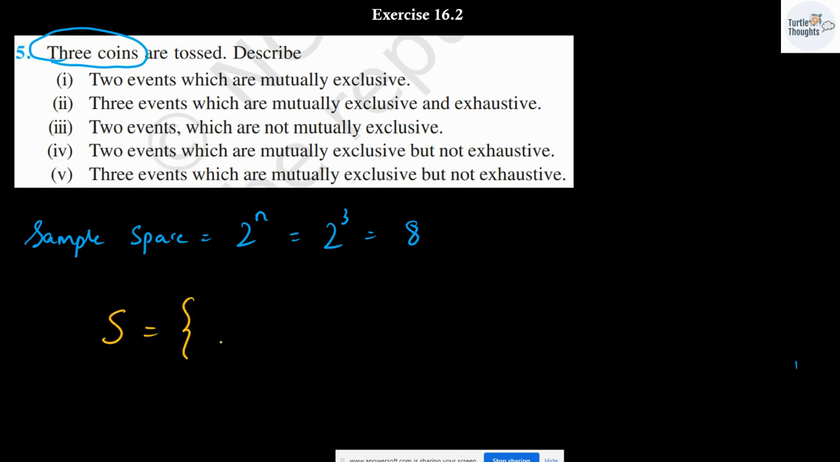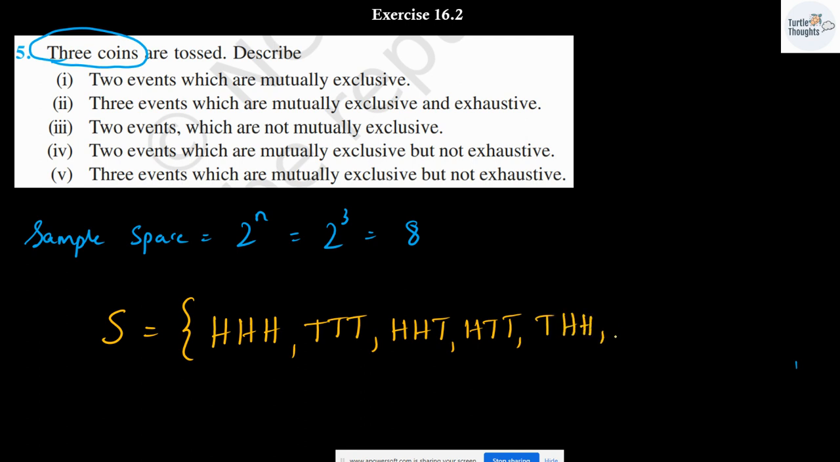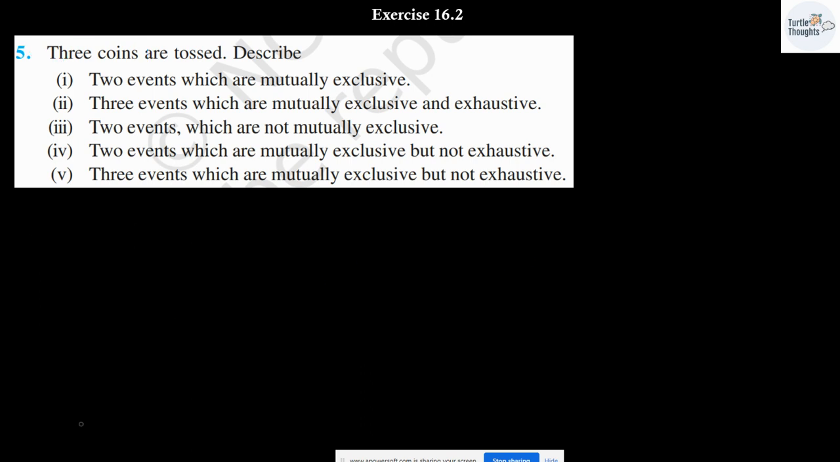Sample space S is going to be HHH, HHT, HTH, HTT, THH, THT, TTH, TTT. These are the possible outcomes. S is going to be the sample space. Now, sub question 1: two events which are mutually exclusive events.